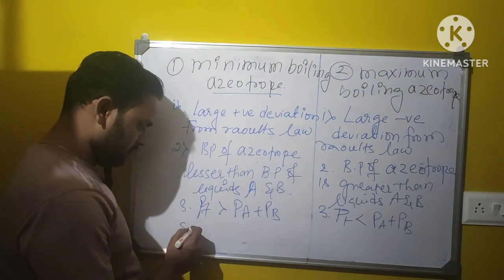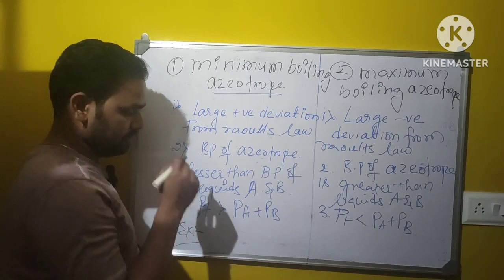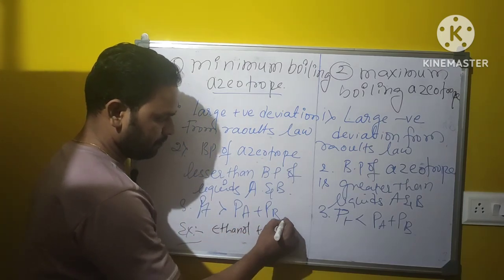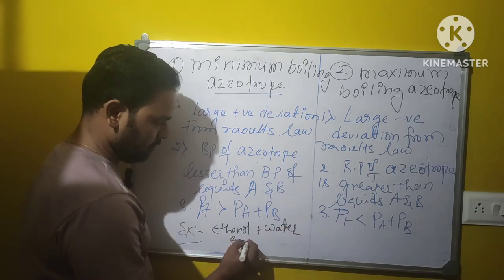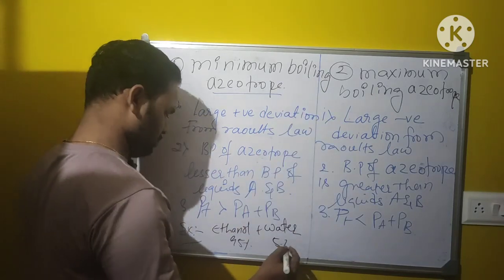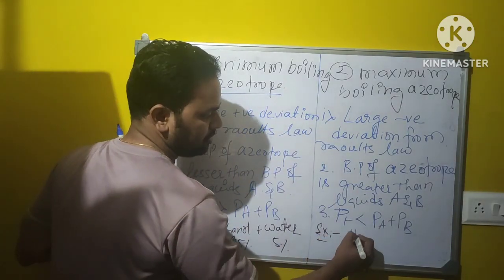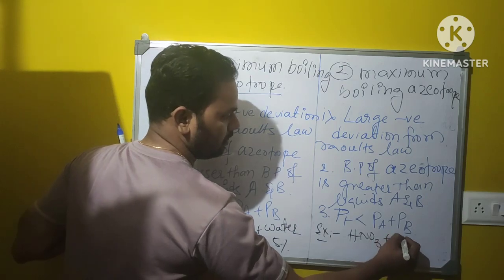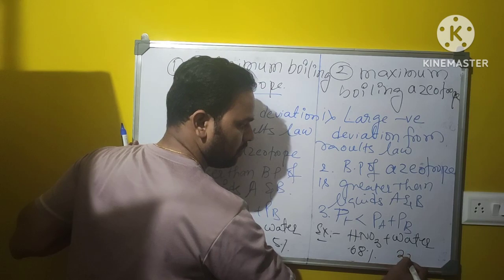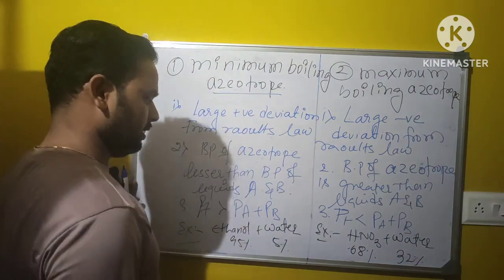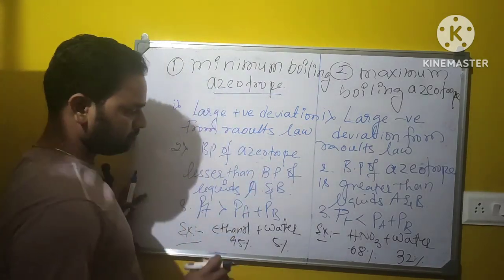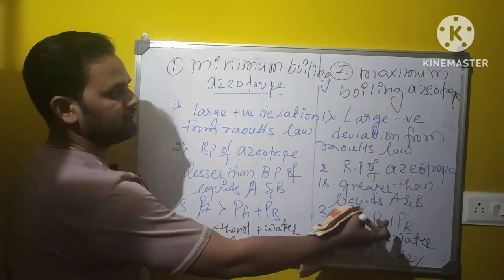Next, example for minimum boiling azeotrope: mixture of ethanol and water. Here ethanol is 95%, water is 5%. Maximum boiling azeotrope, example HNO3 and water. HNO3 is 68%, water is 32%. Understood? So what are the examples I gave? Ethanol and water, and here HNO3 and water.